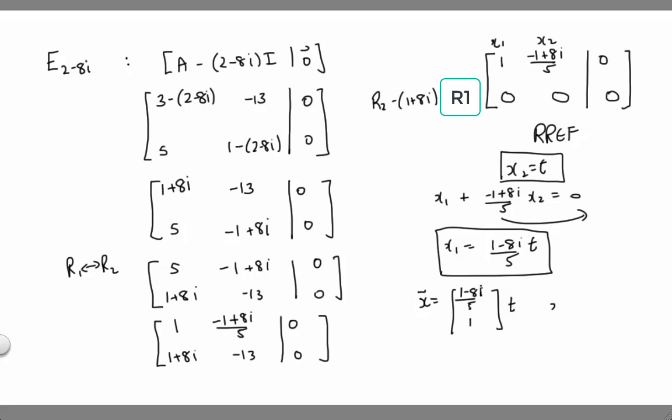Often better to scale that just so you don't have to deal with the fractions. So let's multiply through by 5. We'd say 1 plus 8i, 5, times t. Whichever way you write it, you're talking about the same set of vectors because you're already taking all multiples of this vector by putting the t there. Then we can give a basis for our eigenspace just to finish up. So basis for the eigenspace 2 minus 8i, best way to write it down. We've got a single basis vector and it looks like 1 plus 8i, 5. Great, so that's all we needed to say about complex numbers.